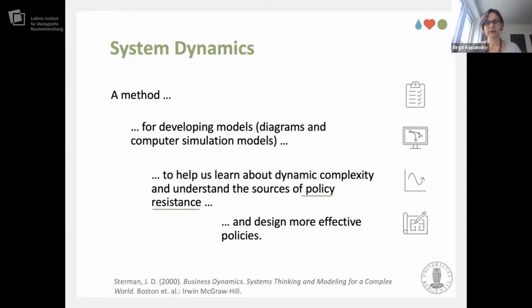And I've already mentioned this. We look at policy resistance. We try to identify sources of policy resistance, because policy resistance is where well-intended policies have unintended consequences. It's where things go wrong. And we try to be prepared for that in light of this latter step of designing more effective policies. And finally, by doing all that, by looking at dynamics, at feedback loops, at policy resistance, we want to learn. We want to learn about the system, and we want to learn about how to design more effective policies, but also how to transfer insights from agriculture to the construction industry and back.